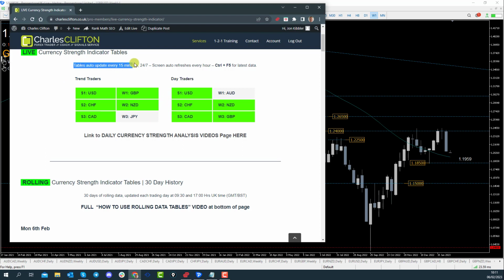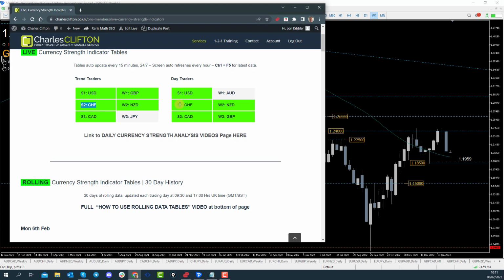The tables auto update every 15 minutes, 24/7, meaning that our members can see how the markets stand right now in real time. So what are the tables showing us today? Well, we can see that the US dollar tops both tables, being the strongest currency. We saw quite a lot of momentum into the Friday US session, which saw the US dollar springboard itself to the top of both tables.